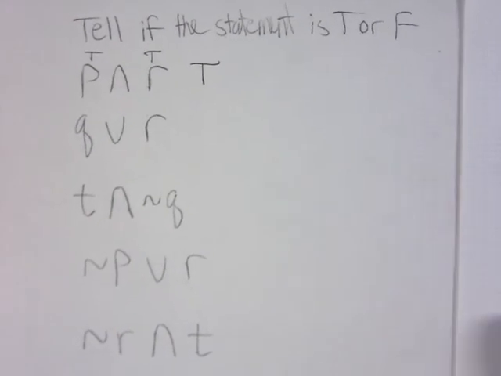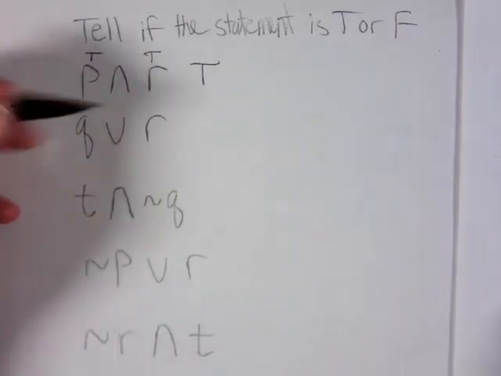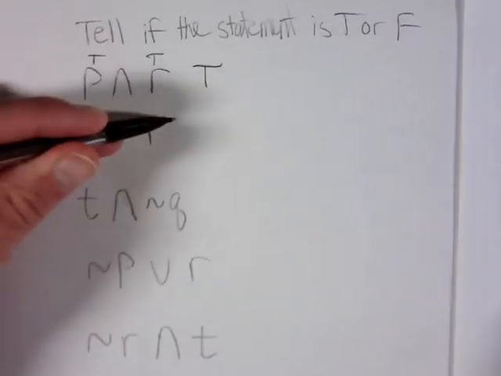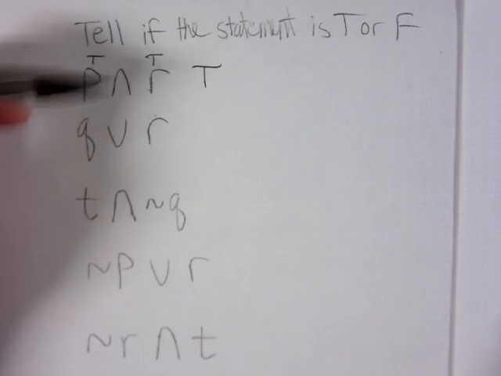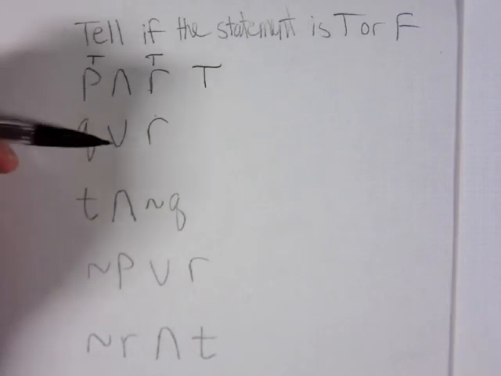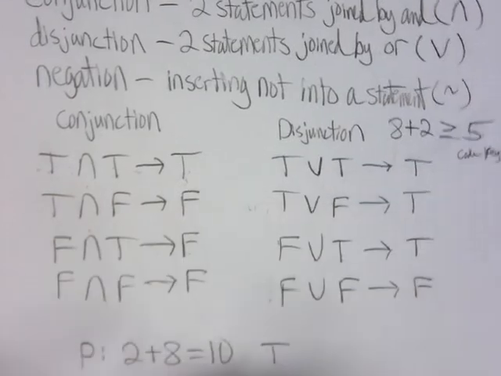All right, so again, the key here is that we want to see whether the individual parts are true or false, then take the entire compound statement and decide if it's a conjunction or a disjunction, and then use this chart right here to see if the full answer is true or false.